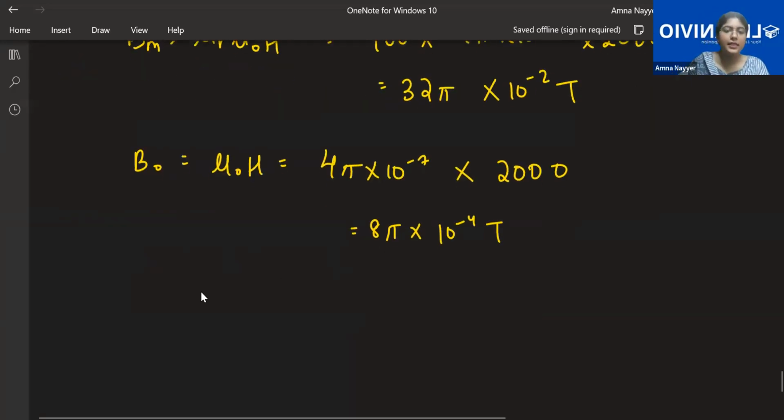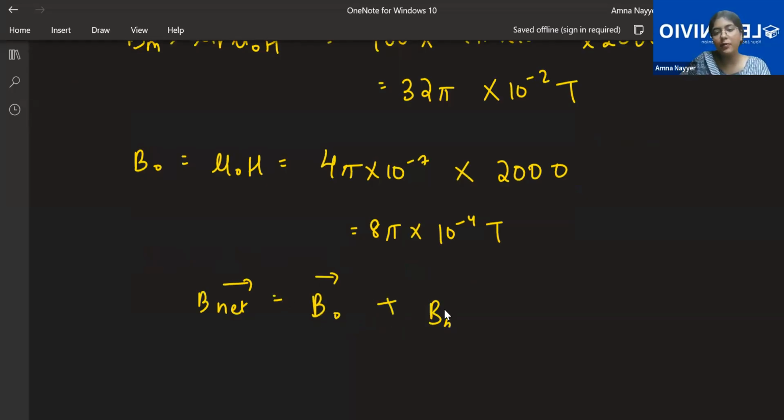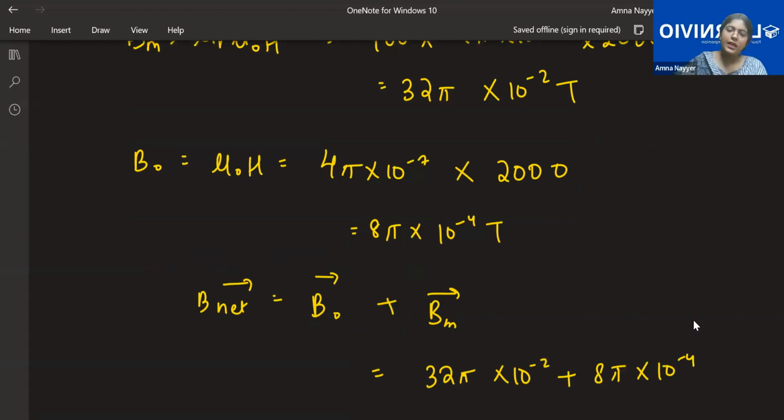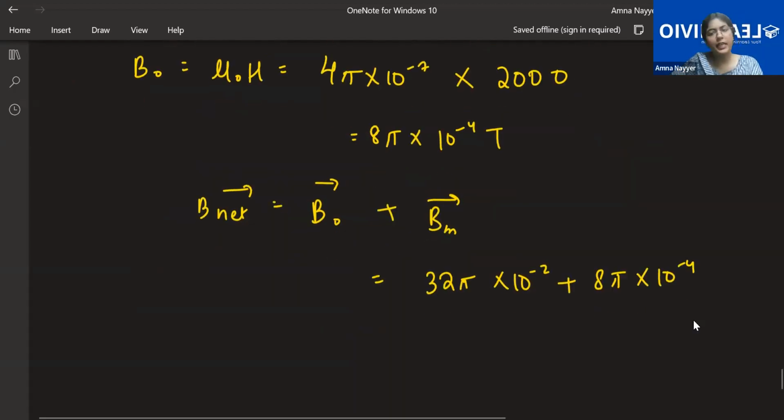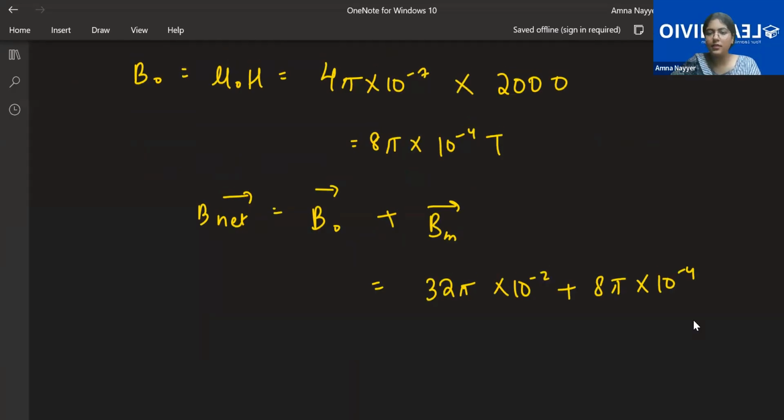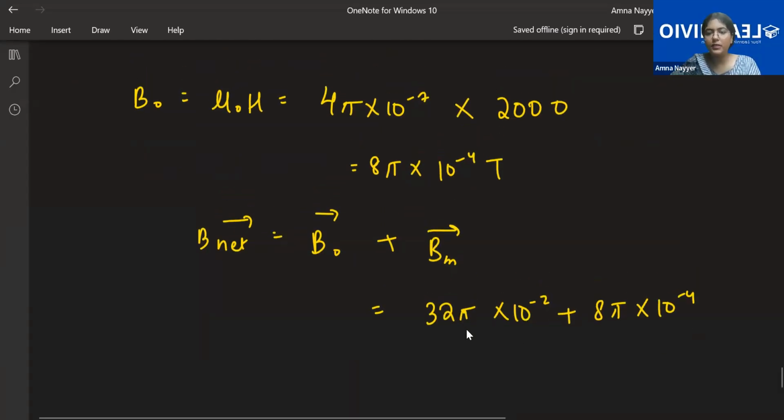Now, when we use the net magnetic field, we'll have B naught vector plus Bm. Remember, we discussed this, I made you write also. So this would be 32 pi into 10 to the power minus 2 plus 8 pi into 10 to the power minus 4, where you can take other things also common now, right? 8 you can take common, 8 is common between 32 and 8 both.